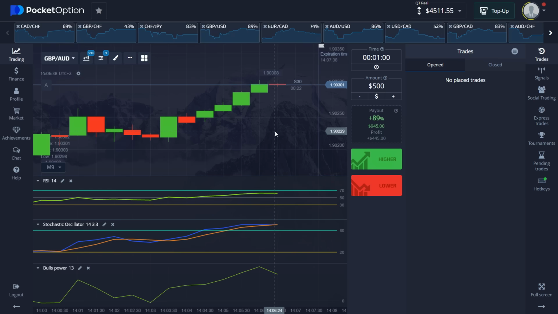If you're a new trader, if you're still not sure when to place trades, how to trade, which indicators to use, make sure to use this strategy and see for yourself how easy it is to make money if you have such a clean chart. It shows you everything that you need to see.